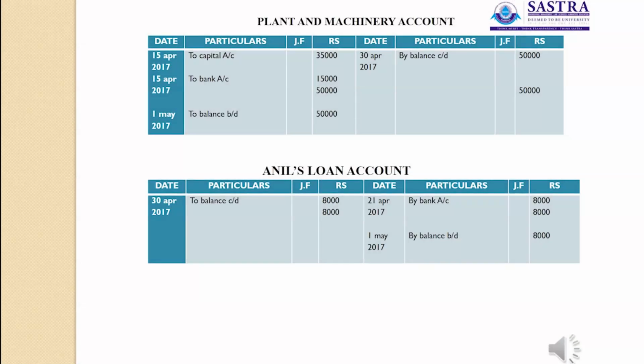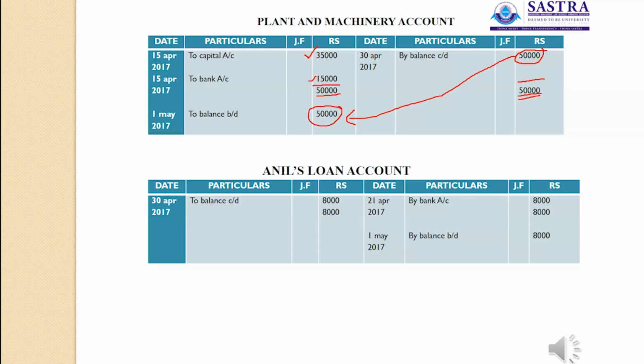The next account is the plant and machinery account. 15th April 2017, to capital account 35,000. 15th April 2017, to bank account 15,000. So the total is 50,000, the total of both sides is 50,000. The balancing figure is 50,000. So by balance carried on rupees 50,000. This amount is transferred to the next month, 50,000.